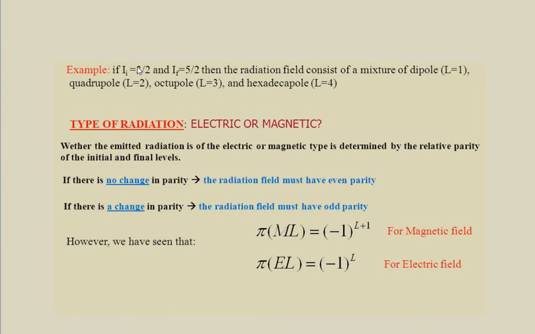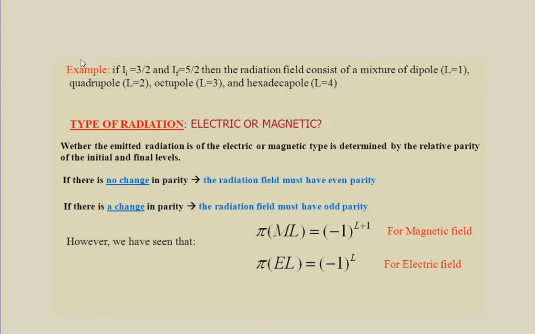The possible photon angular momentum values run from the modulus of I_i minus I_f to I_i plus I_f. That is 5/2 minus 3/2, which is 1, up to 5/2 plus 3/2, which is 8/2, that is 4. So the possible L values are L equal to 1, 2, 3 and 4.